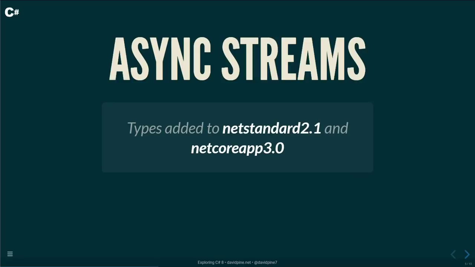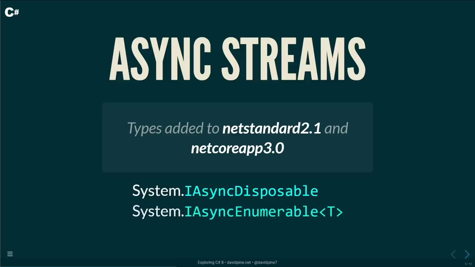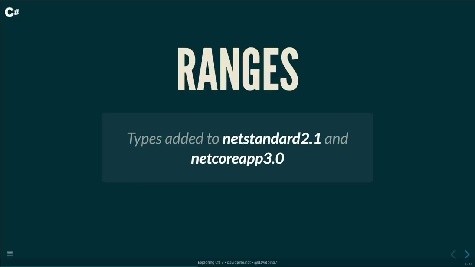So async streams is one of them that required some of the new .NET Standard and ASP.NET or .NET Core app. There are some new types that I had mentioned. These are the types: the IAsyncDisposable, IAsyncEnumerable, and IAsyncEnumerator. It's a pretty cool new feature, async streams, but those new types are required. A bit of housekeeping also is the ranges. We're going to get into what those actually look like, but those require a couple new types: a System.Range and a System.Index.